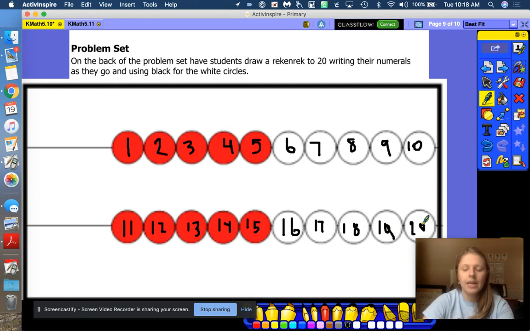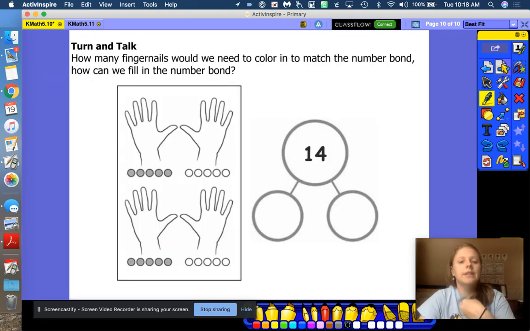Good job. Keep practicing that because you're going to need to know these numbers really well when you get to first grade, okay? All right, friends, so we are going to do our last practice problem today. You've got this. You're so close. Turn and talk. How many fingernails would need to be painted to match the number bond? And how can we fill in this number bond?